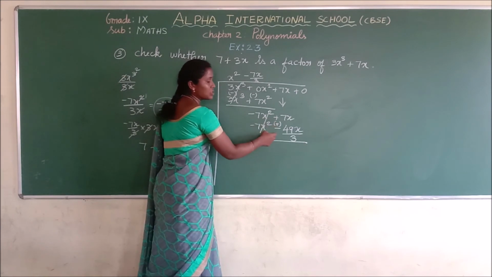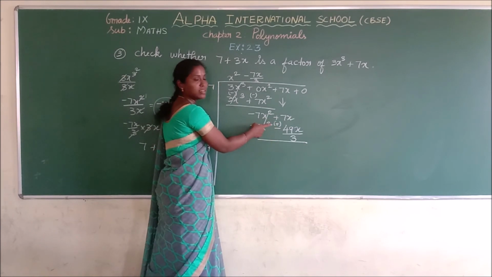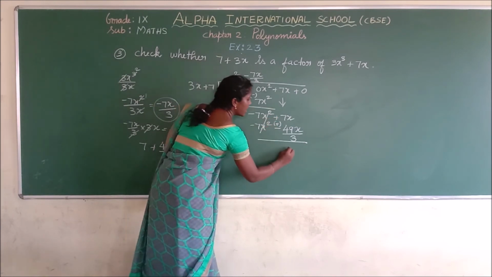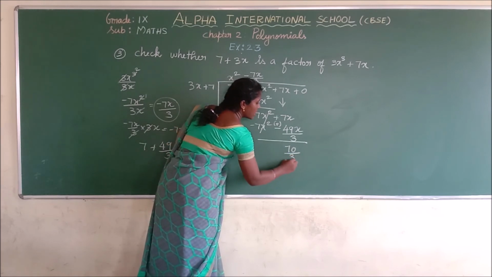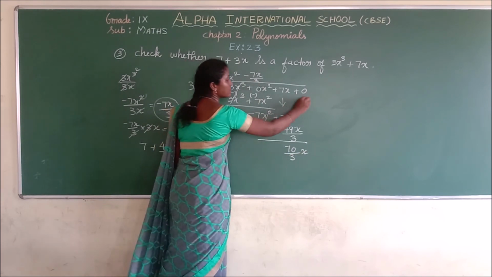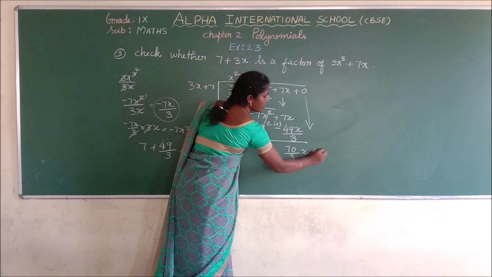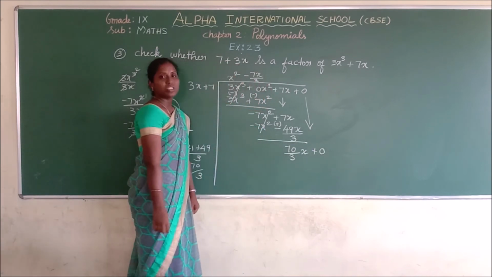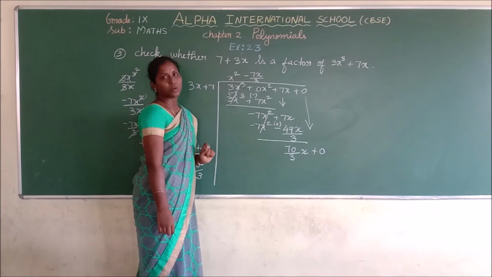So while subtracting these two terms, we are changing the sign to plus. So we are adding this. We are getting 70 by 3 into x. What is the next? Constant is not there, but we have taken the constant as 0. So just take the constant down as 0.